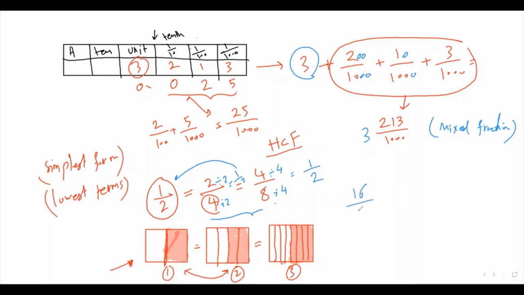Same thing as 16 over 32. This is still half, or 50 over 100. This is still half, right? So you get the picture where we're going with this. So be careful, the simplest form or lowest term, usually they ask you to leave your answer in that format.